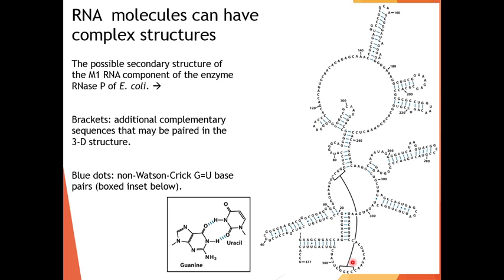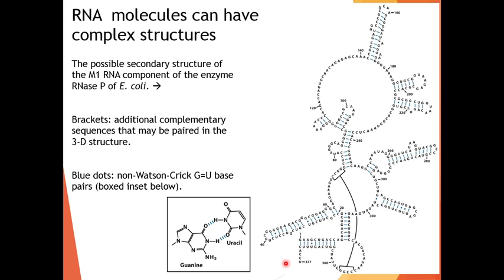Now, this GU base pair is only allowed when pre-synthesized strands of RNA fold up or anneal with each other. And there are no RNA polymerases that insert a uracil opposite to a template guanine. Please remember that. But these kinds of unusual base pairing can be seen in complex RNA molecules.